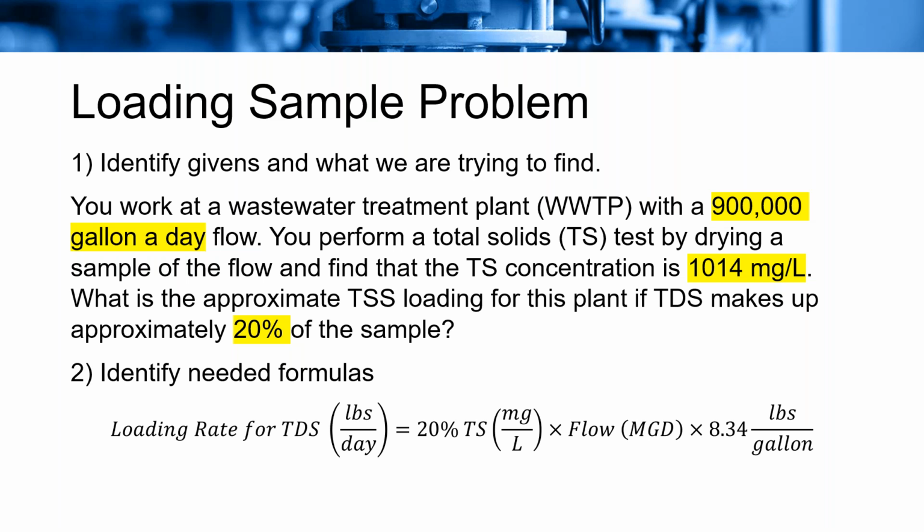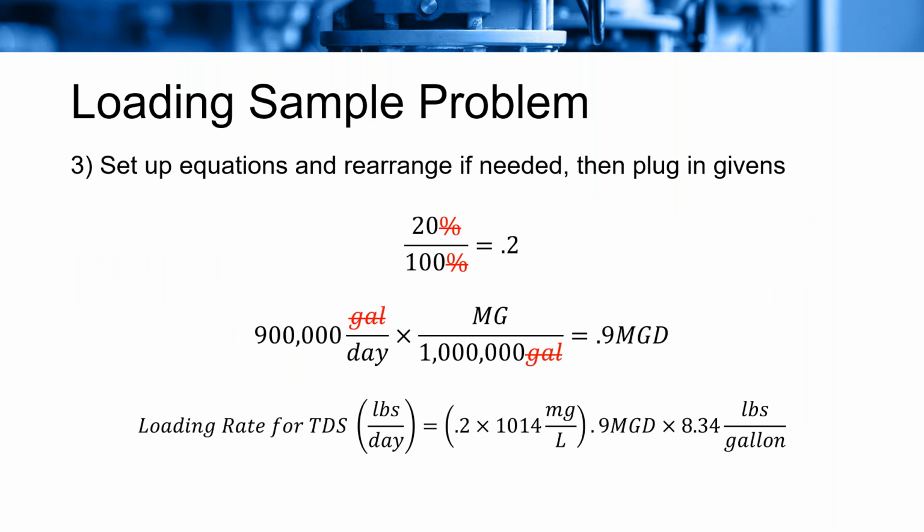Oh, I'm sorry, I don't know why it says TS. That should be TSS. Sorry about that. But right here in the formula and in the word problem it says TDS twice, but that should be TSS. So we know our flow, we know our concentration, and we already have our unit conversion. So we're going to go ahead and start setting up the problem.